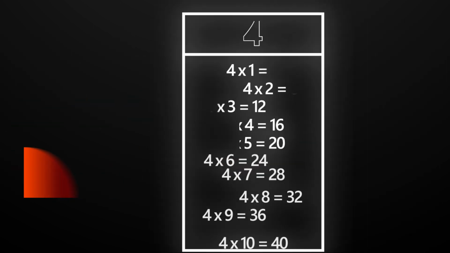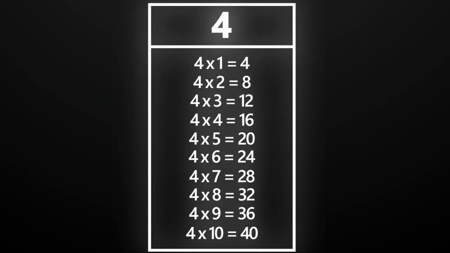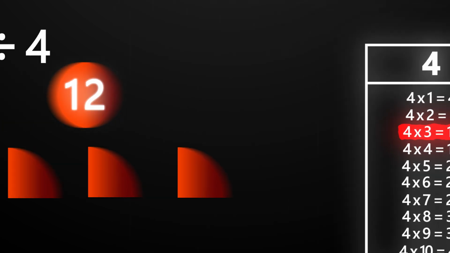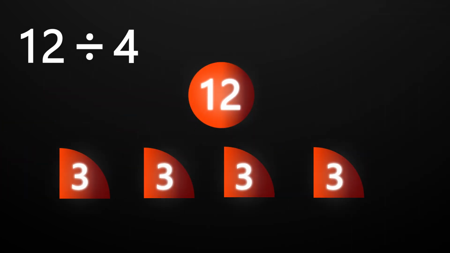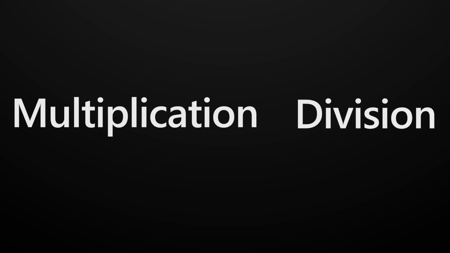If you've memorized your 4 times table, you'll immediately know that 3 times 4 equals 12. So, the answer is 3. Simple. The idea here is that division and multiplication are like best friends. One grows the number, the other shrinks it back.